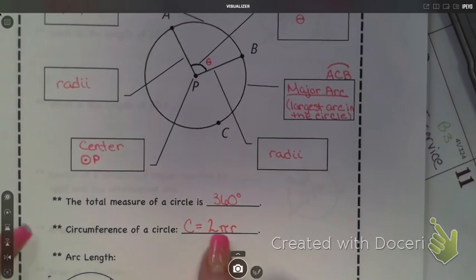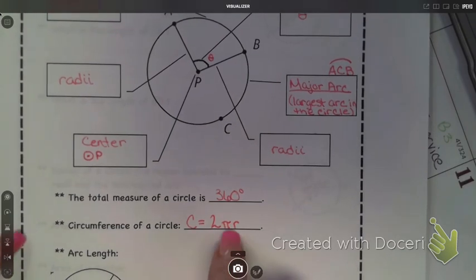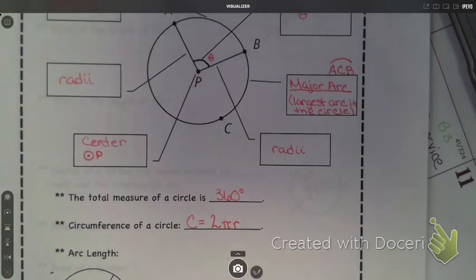Okay, so circumference is 2 pi r. 2 pi r is the circumference of a circle. They haven't explained to you what pi is. I'm going to explain it right now. Pi is the ratio, and ratio means a fraction, of the circumference of the circle to the diameter.